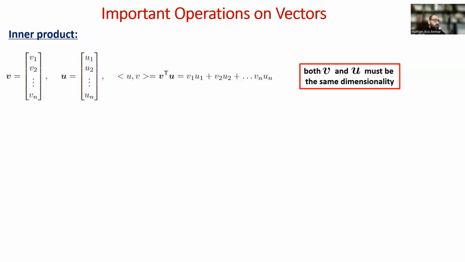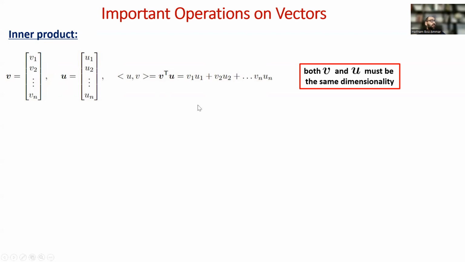Another operation we can do between two vectors, which actually is a very important operation and becomes critical in machine learning, is what we call an inner product between the two vectors. So again here, the vectors need to be of the same dimensionality. So u and v have to be of the same dimensionality. And the way we define the inner product is we take those two vectors, we multiply every component position together, and then we add them all together.